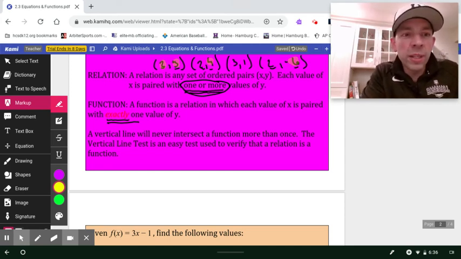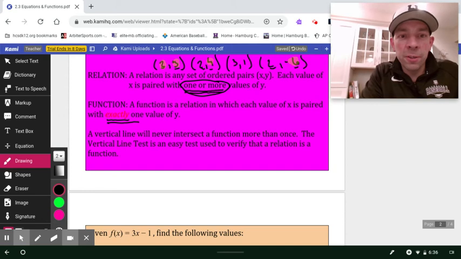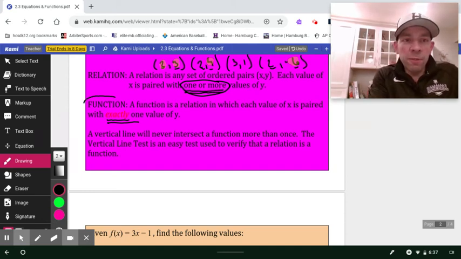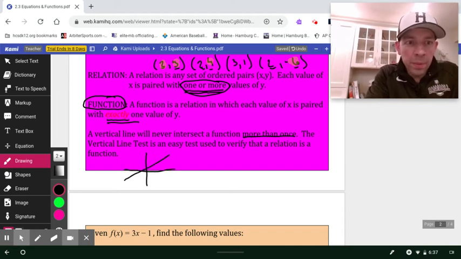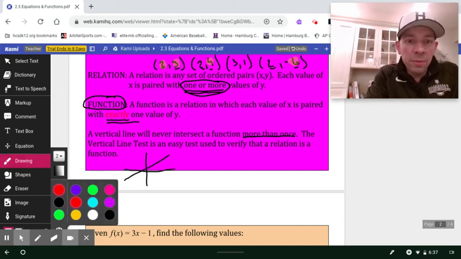And one of the things we like to use is something called the vertical line test. We'd say, if the relation truly is a function and you graph it, the vertical line will never intersect a function more than once. That'll never happen. So let's say I have a graph. All right. Now I should be able to draw a vertical line anywhere I want. We've got the freedom to do this.